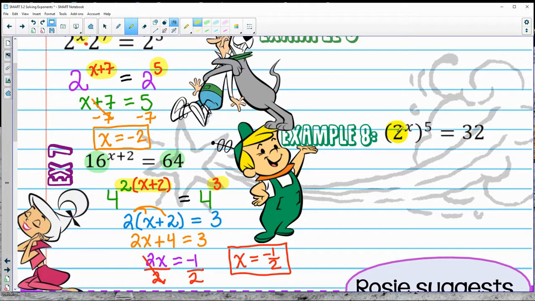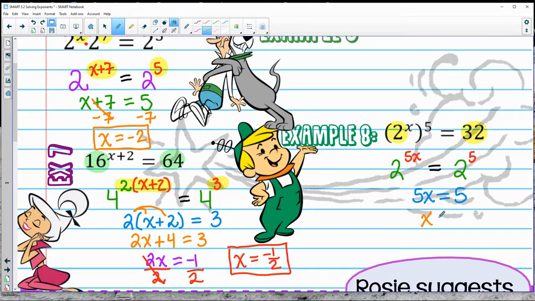Okay, looks like 2 is a pretty small base. 32 could definitely be rewritten. So I'm going to leave 2, and I'm going to combine these and say 5x, because the exponents are going to multiply, equals... okay, is there anything that could work here? 2 to the what would give me 32? Oh, well, that's just super friendly. 2 to the 5th. So now I just have 5x is equal to 5.